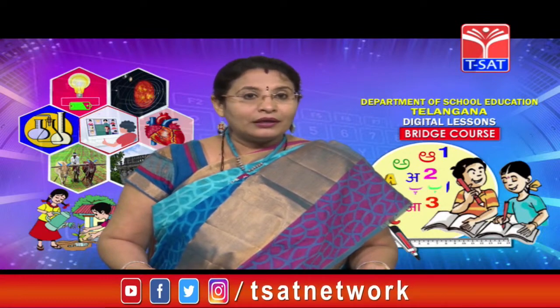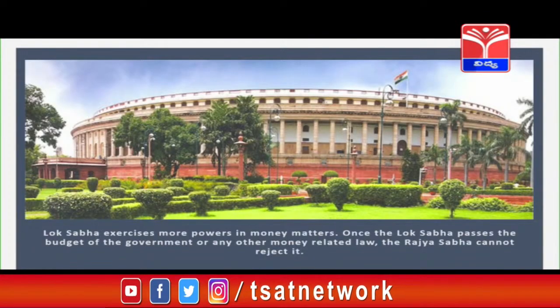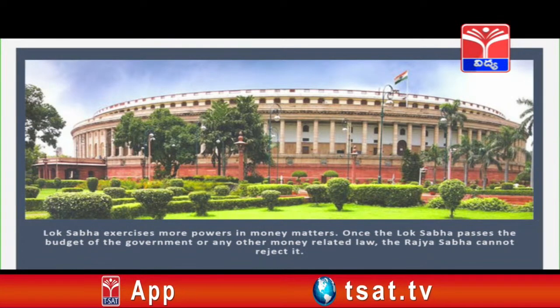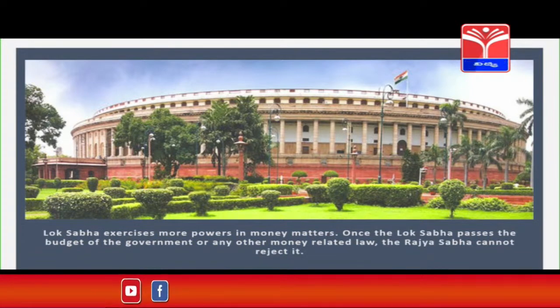Now talking about the other power, Lok Sabha exercises more power in money matters. Once the Lok Sabha passes the budget of the government or any other money related law, the Rajya Sabha cannot reject it. Have you ever heard a word called budget?